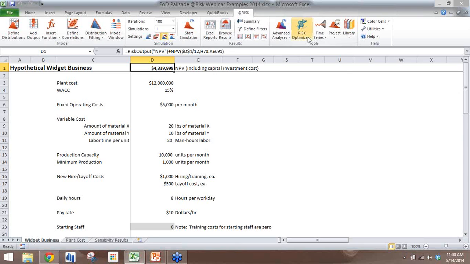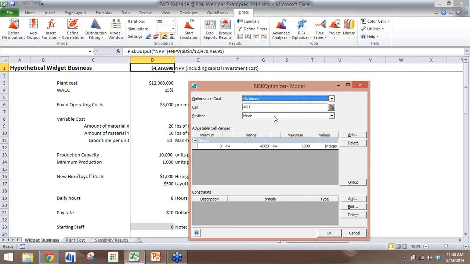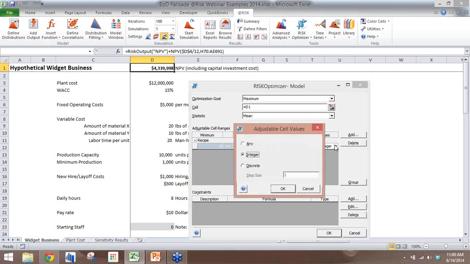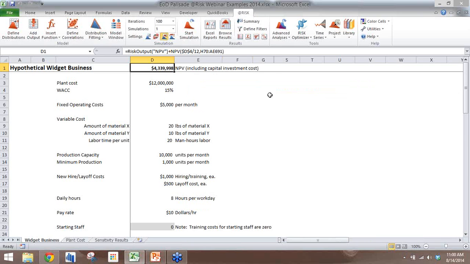Now I'm going to go over to Risk Optimizer. Similar to Evolver, you first have a model definition, which in this case I've pointed again to cell D1. That's what I want to maximize. And then I've specified again cell D23, which is my starting staff, and I've allowed a minimum value of 0, a maximum value of 1,000, and only integer values within the optimization simulation. Click OK here. What I'm also going to do, though, is look at my settings.